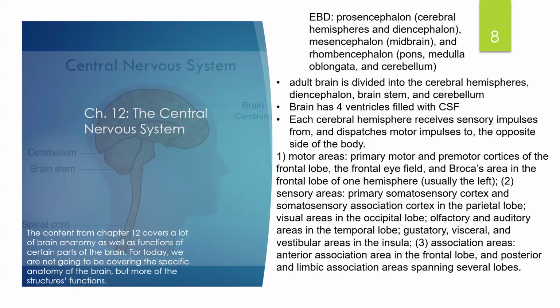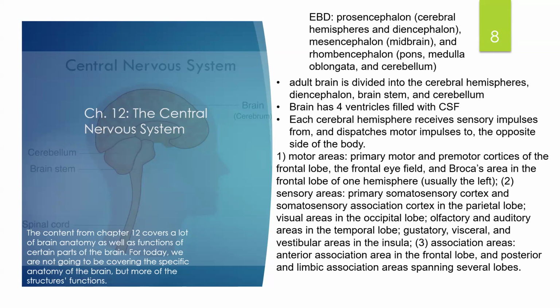Okay. And then we have association areas. These are found in the frontal lobe, in the anterior part of our frontal lobe, and the posterior and limbic association areas span several different lobes. So this is where we find like our Wernicke's area, so the language area. What else? Spanning several.